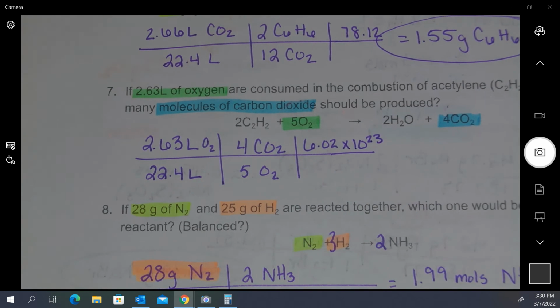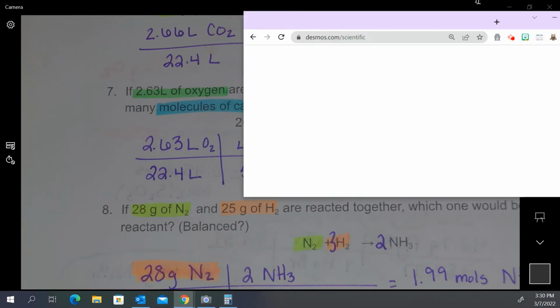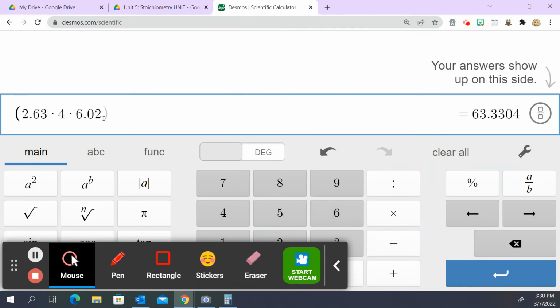I want to show you guys how to do this one on Desmos because that's the calculator I'm going to be making available to you guys tomorrow. I want to make sure we all know how to calculate on Desmos. All right, so for this top part, I already have my 2.63 and my 4 typed in there. I want to multiply times 10 to the 23rd power. So I'm going to get my times 10. I'm going to hit this AB button. Do we all see this right here?